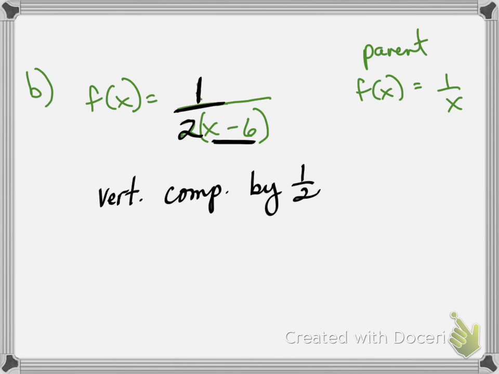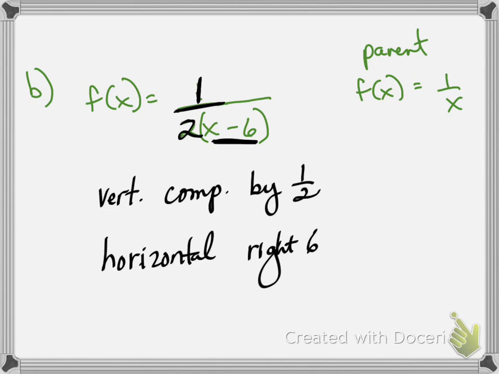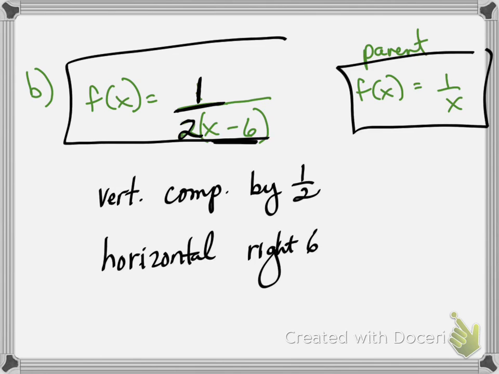And then inside the parentheses here, we have the -6, so since it's affecting the x, it's horizontal. And it would be the opposite of what it looks like, so it would actually be right 6. And you can double check these. You can plug the parent into y1 and plug your transformed equation into y2 and see if what we think happened actually happened.